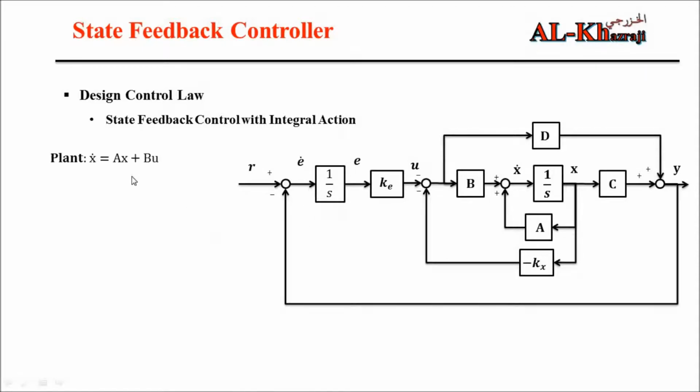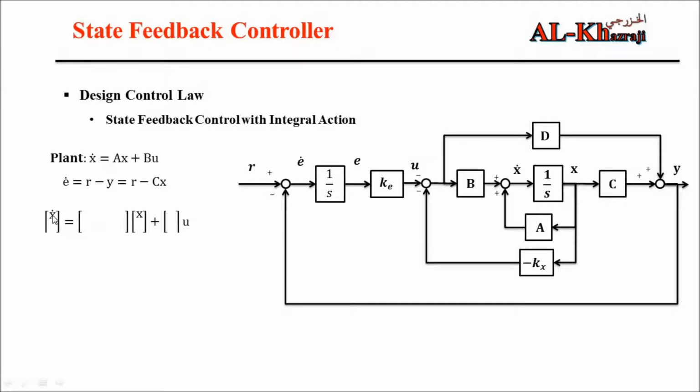So if we go back to the dynamics of the system, which is x dot equals Ax plus Bu, this is the original system. Now we have a new state, which is E. Now the E dot is R minus Y, and Y is C multiplied by X. Now we need to add this new state to the dynamics of the system. So we have a new state space.